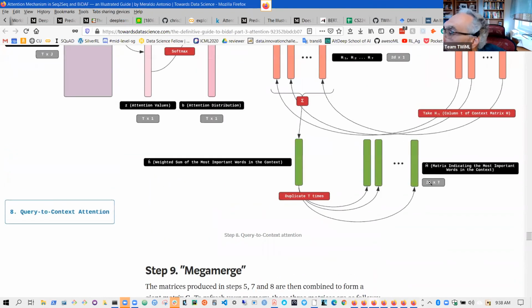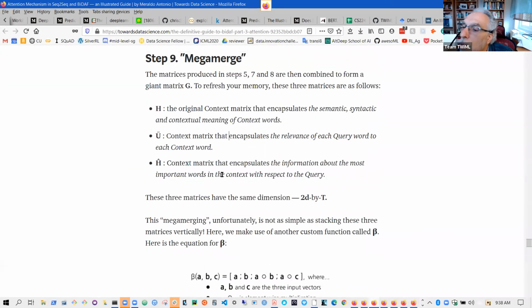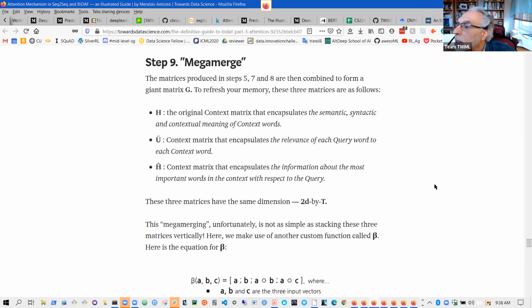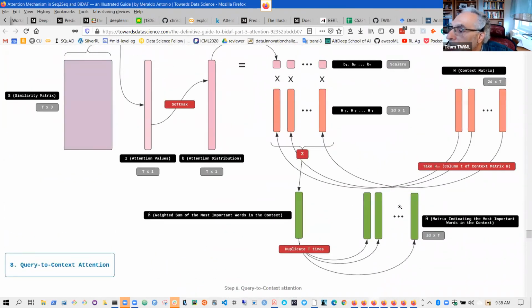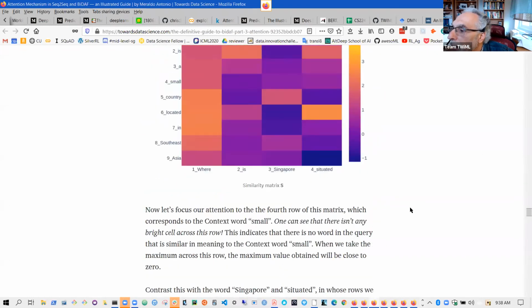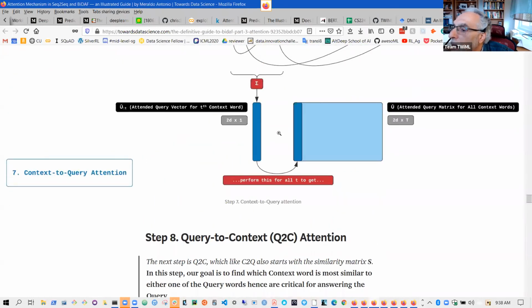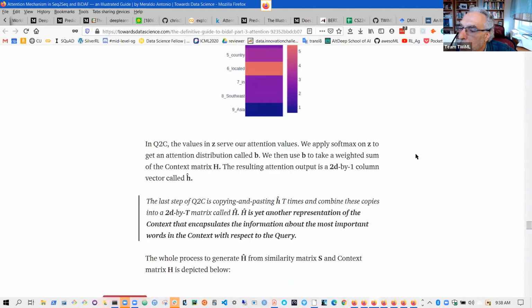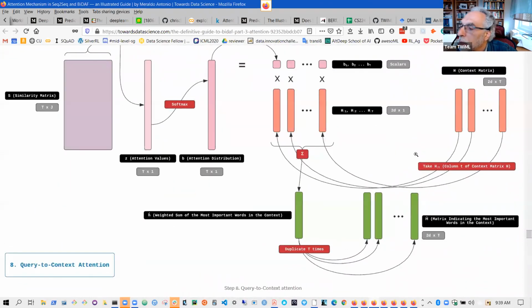And so this is called the H tilde matrix, which is the context matrix that captures information about the important words in the context with respect to the query. Okay, now let's back up and look at the U tilde just to make sure we understand. We understand the H tilde, we've seen how that was generated. Let's go back and see. Here's the U. So this is basically all the Z's lined up next to each other. That's the U tilde, and it's also 2D by T. And then the H original was just the context words themselves.